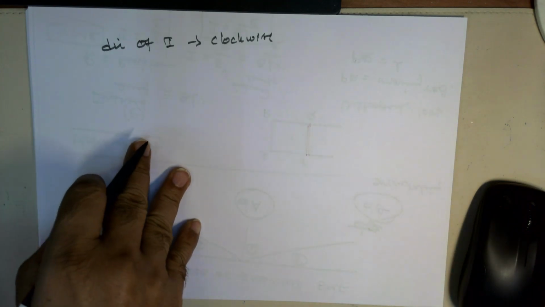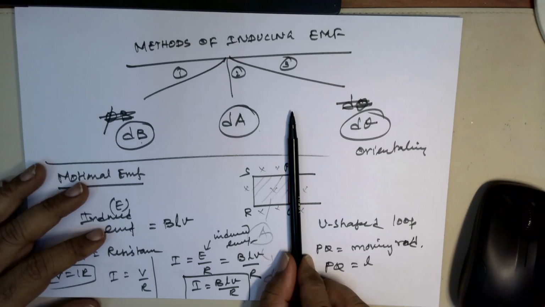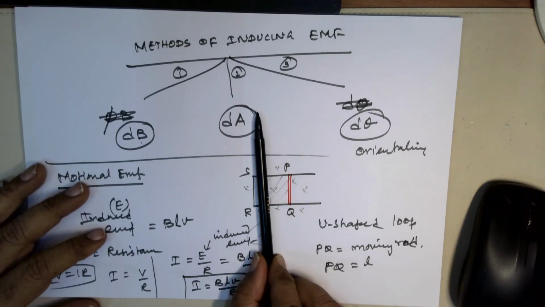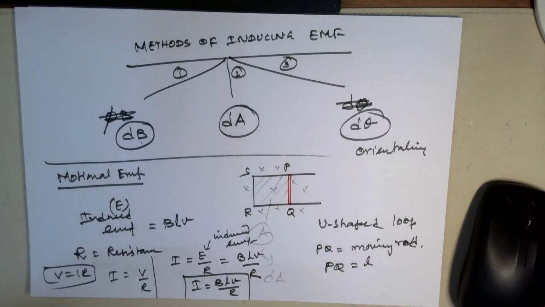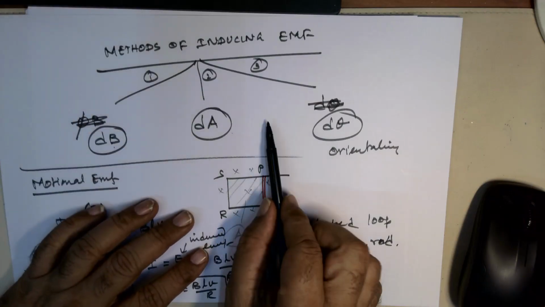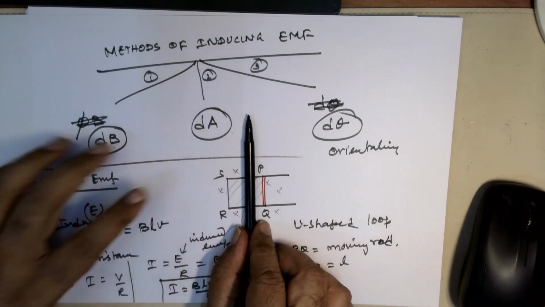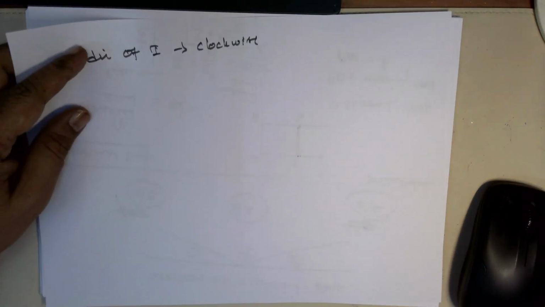Now let me consider this PQ, that is a moving rod. This moving rod PQ moves towards left like this. So the area of the loop hence will be changed, is it not? So it will reduce, it will decrease, right? Initially it was like this, huge area. Now it is coming left. So the area is reduced, area is decreased.